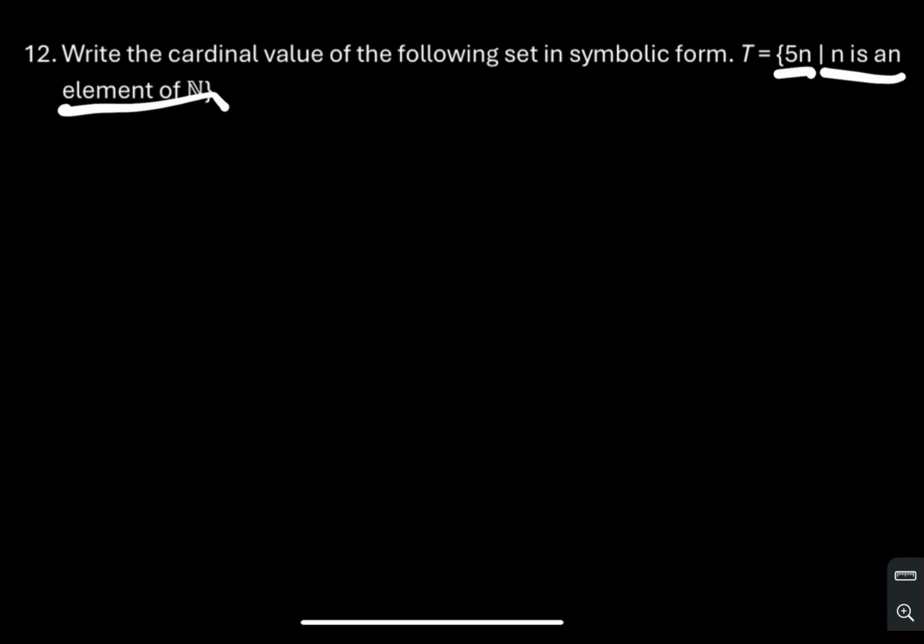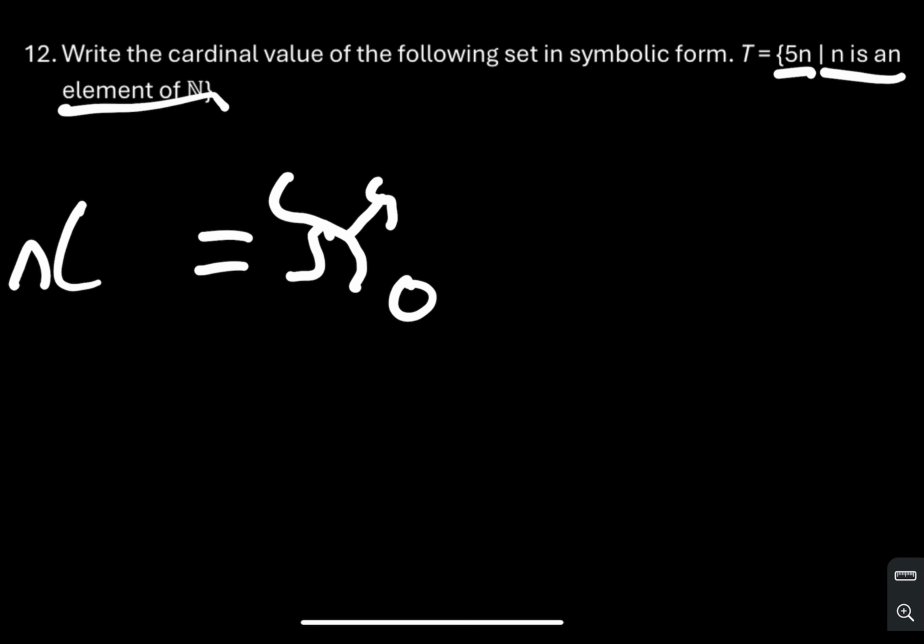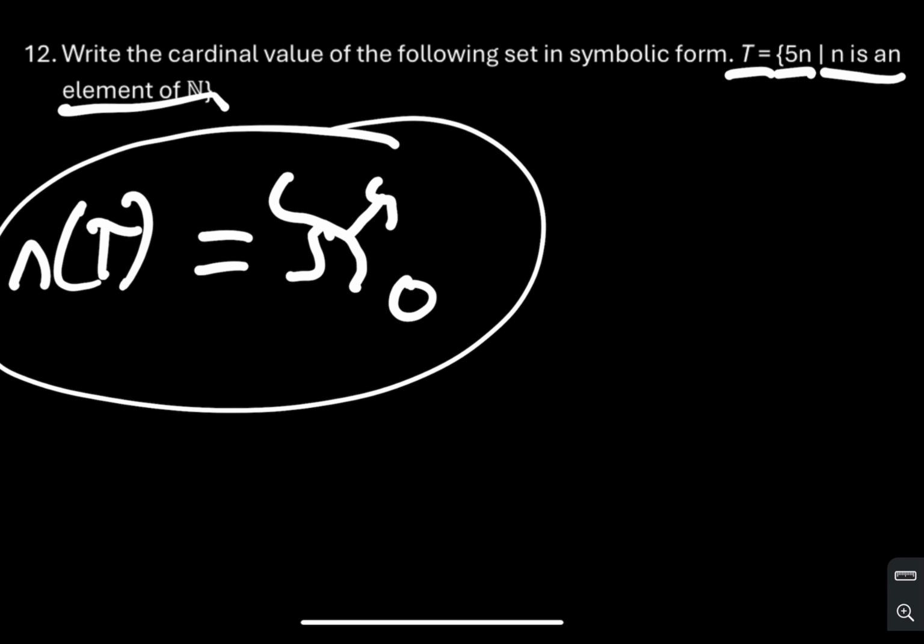So since we know that it's an infinite amount of natural numbers, we can use that Aleph Null notation. Let's try it again. So it looks something like this. And then remember, we have a subscript of 0. And then we have n of our set name, which is capital T, is equal to Aleph Null. So that's going to be your answer.